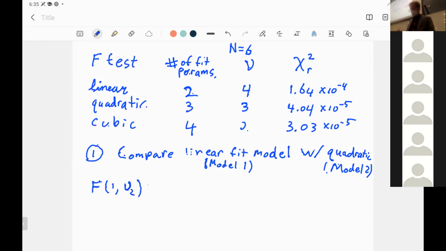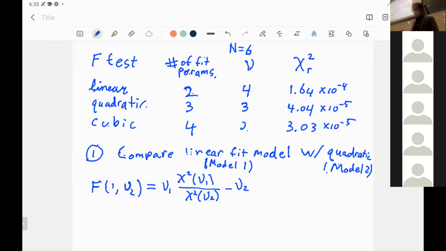That is given by nu 1 times the reduced chi-squared for fit model 1, divided by the reduced chi-squared for fit model 2, minus the degrees of freedom for fit model 2.